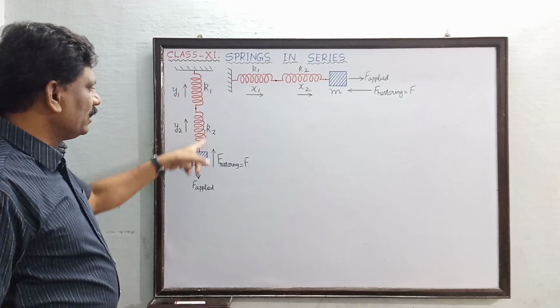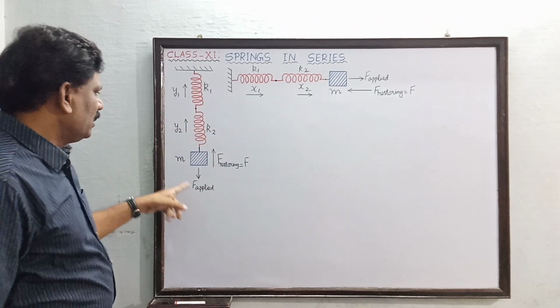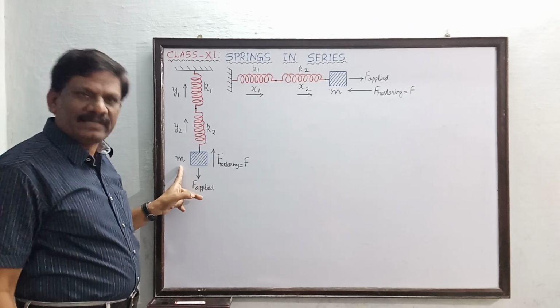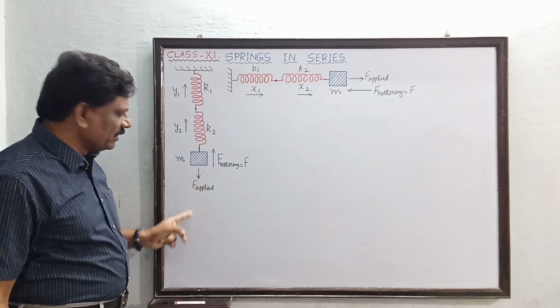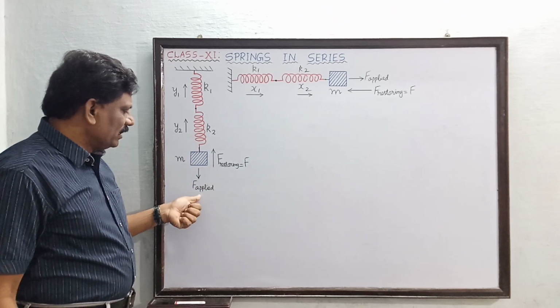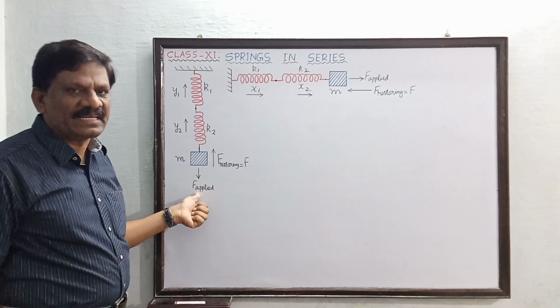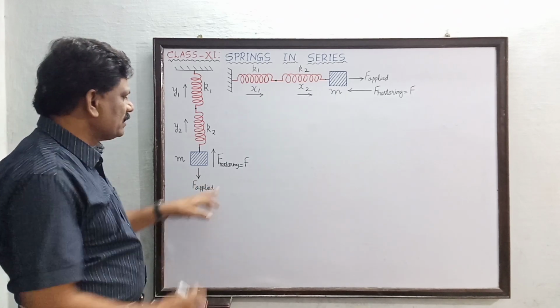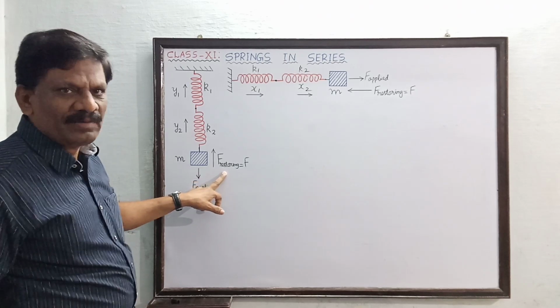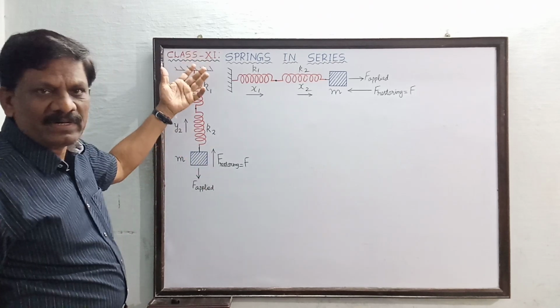They are connected along the y-axis, and a load M is attached at the bottom of the second spring. So it will be stretched in the downward direction along which the applied force is acting. In a direction opposite to the applied force, the restoring force F will be acting in the upward direction.